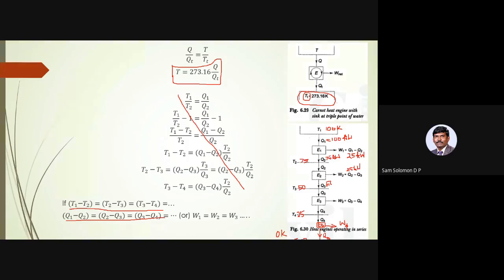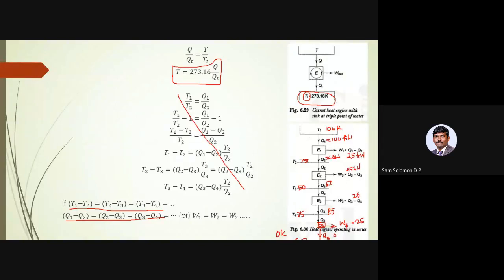So Q3, 50 kilowatts, is supplied to E3. Of this 50 kilowatts, 25 kilowatts is getting converted into work. So the remaining Q4 will be 25 kilowatts. Now if I have 25 kilowatts supplied to engine E5, the amount of work that should be delivered should be 25 kilowatts. So the amount of heat rejected will be equal to 0.